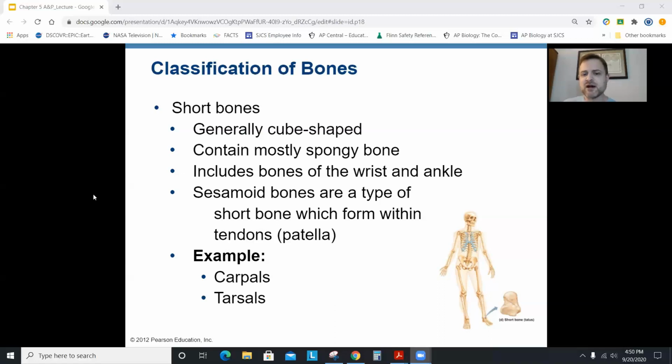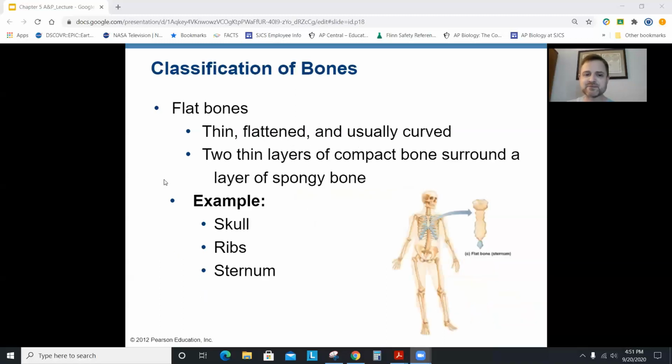Sesamoid bones, some textbooks call this a fifth category of bones. This would be things like your kneecap, your patella. Sometimes bones can be sort of embedded within tendons in your kneecap. It's not free floating, which I guess no bones are free floating, but it's actually embedded inside the tendons of your knee. Sesamoid bones are a kind of short bone. Examples again, carpals, tarsals, like in your wrist or your ankles.